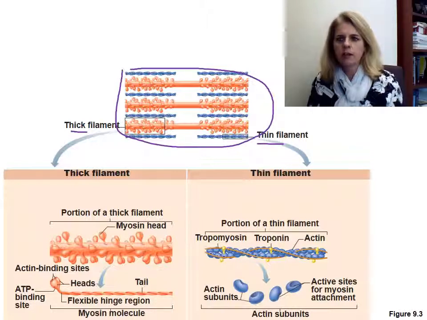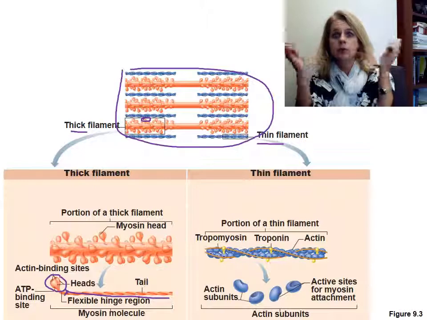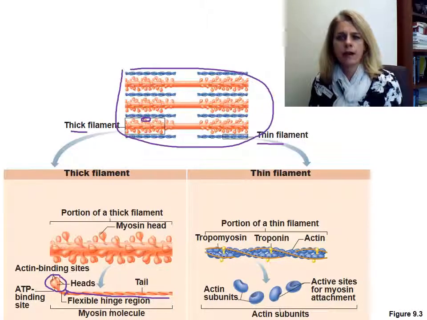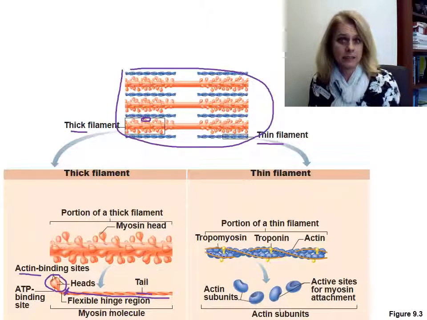The thick filament is made up of myosin, and myosin looks like a golf club. You have a tail region, a flexible hinge region, and then a head, and this is where the actin can bind. Actin and myosin can bind together, and the myosin moves, grabs that actin, and causes the sarcomere to shorten. So you have a thick filament made up of myosin molecules, and each myosin molecule has a tail region, a hinge region, and a head region with an actin binding site.